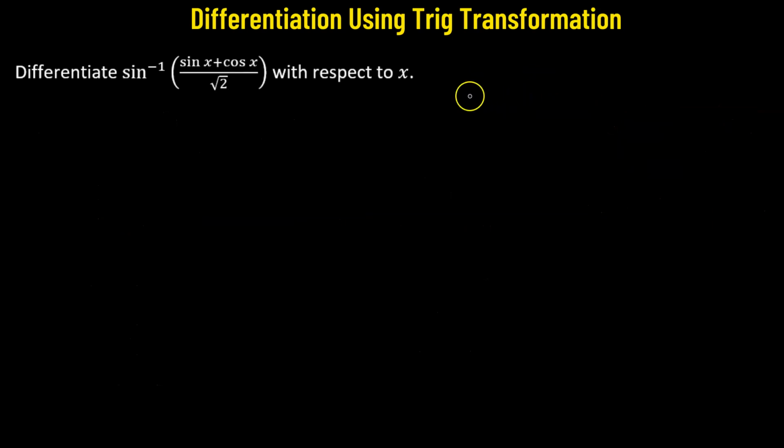So here we have to find out the derivative of sine inverse of sine x plus cosine of x divided by square root of 2 with respect to x. So let's begin. So here we will consider y to be equals to our given inverse trig function, which is sine inverse of. So we can rewrite the expression within the parentheses 1 over square root of 2 multiplied to sine x plus 1 over square root of 2 multiplied to cosine of x.